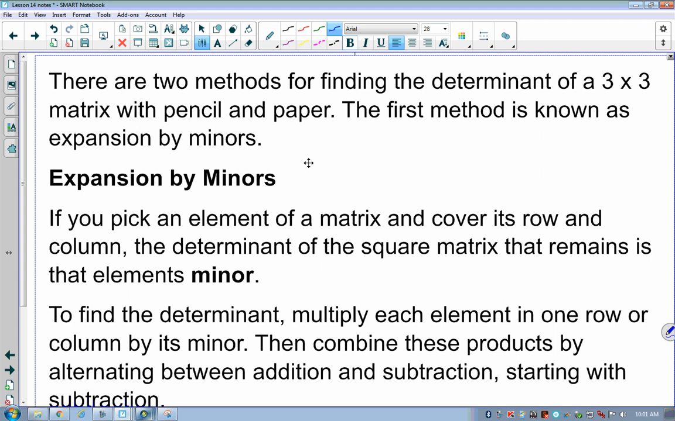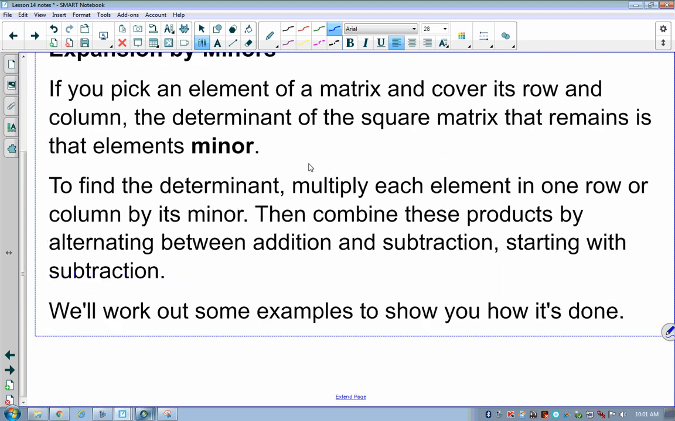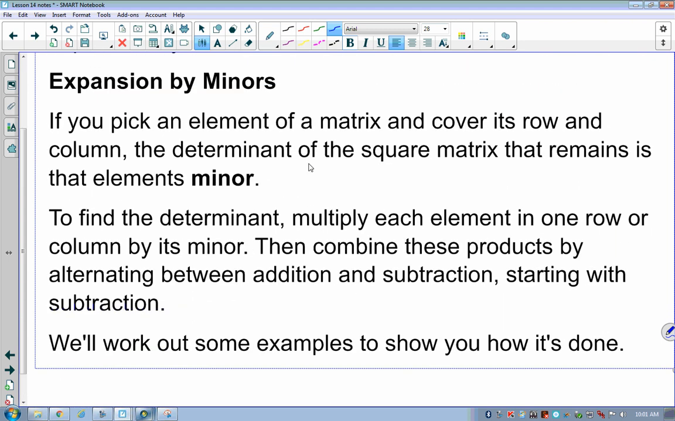The first is the expansion by minors. That's what we're going to do, okay? We're in the expansion by minors class, okay? If you pick an element of a matrix and cover its row and column, the determinant of the square matrix that remains is that element's minor. Now, I know there's a lot of wording there and you don't have any visual to look at. We're going to do that here in a little bit. So I'm going to explain everything that this is saying visually here in a moment, okay?